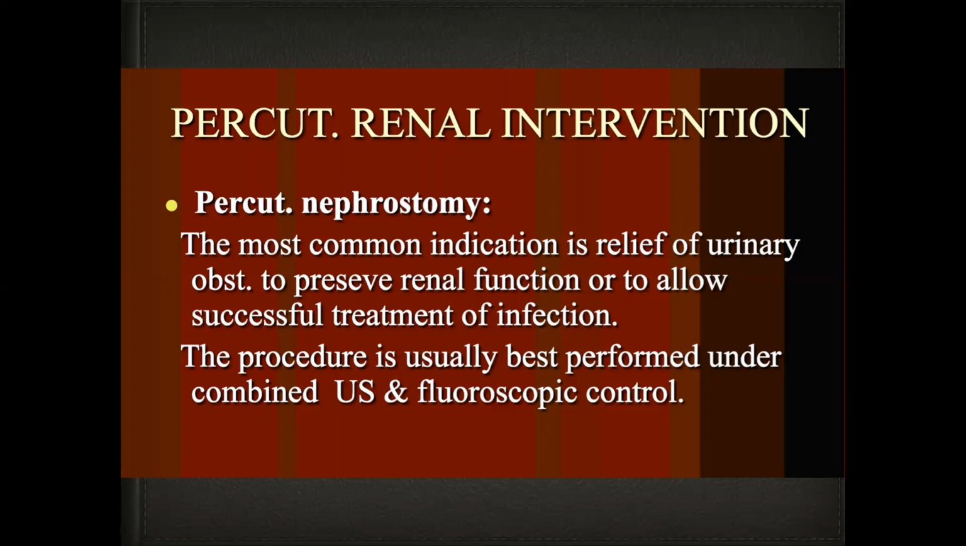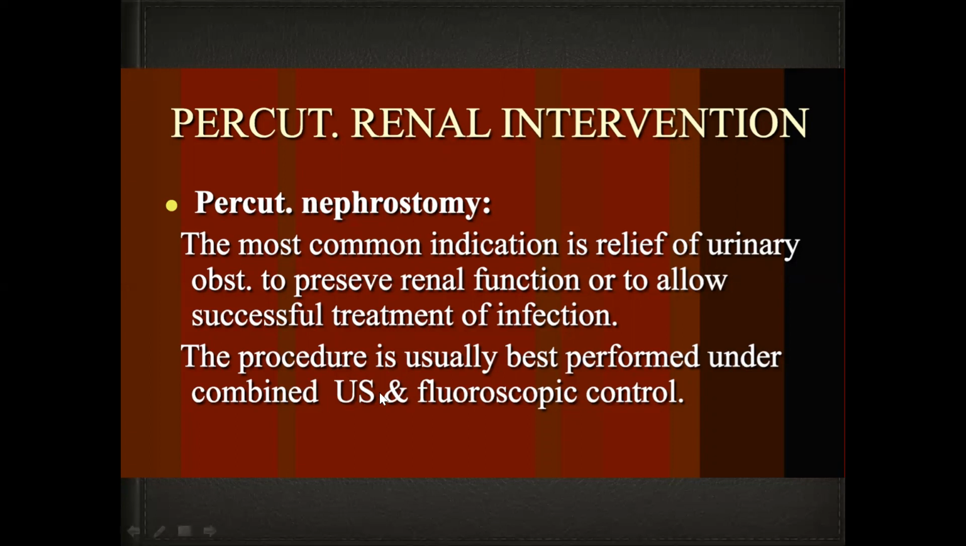In the kidney, we also have a lot of interventions. The most common one is probably percutaneous nephrostomy. In case of obstruction, to relieve the obstruction, we put a pigtail catheter inside the pelvicalyceal system to preserve the renal function, because obstruction will cause damage to the kidney and it may cause pyonephrosis, which further damages the kidney. So drainage sometimes is essential until you relieve the obstruction.